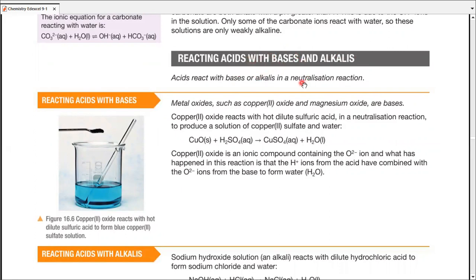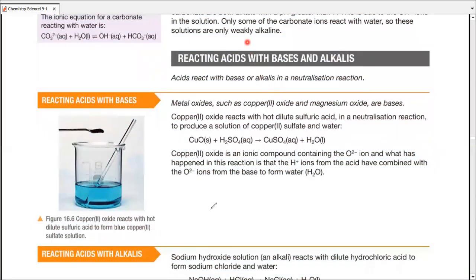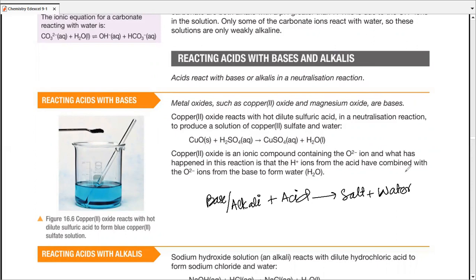When you react a base with acid, or alkali with acid, you call it a neutralization reaction. A neutralization reaction is a reaction in which a base or alkali may react with acid, and there are two certain products out of this, and that is salt and that is water. So the same thing happens over here. Take a look. We reacted a base with acid, we got a salt, and we got water.